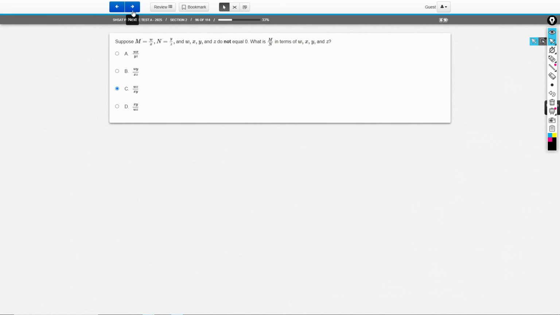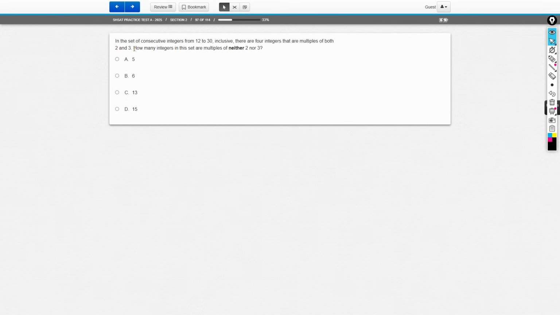So here, in the set of consecutive integers from 12 to 30 inclusive, there are 4 integers that are multiples of both 2 and 3. How many integers are multiples of neither 2 nor 3? So a consecutive integer, again, third time we see this word, it's one after another. And it's integers from 12 all the way up to 30.